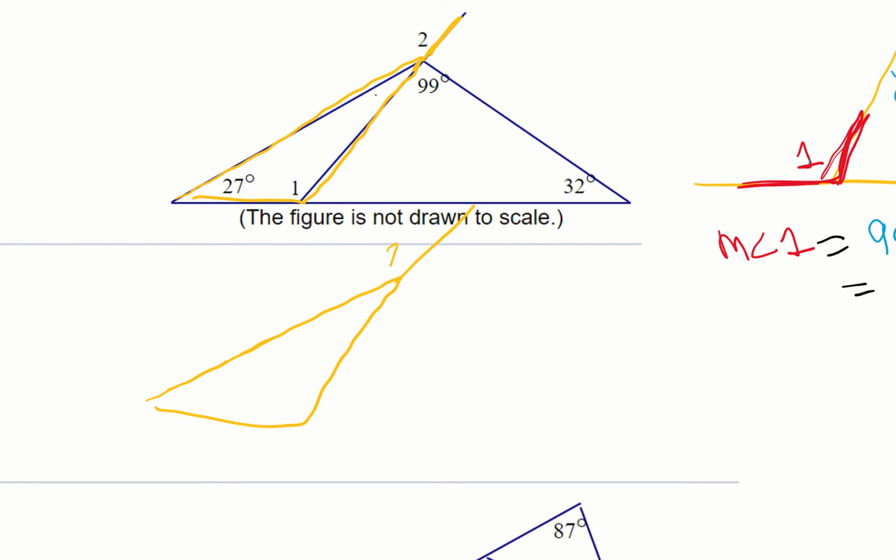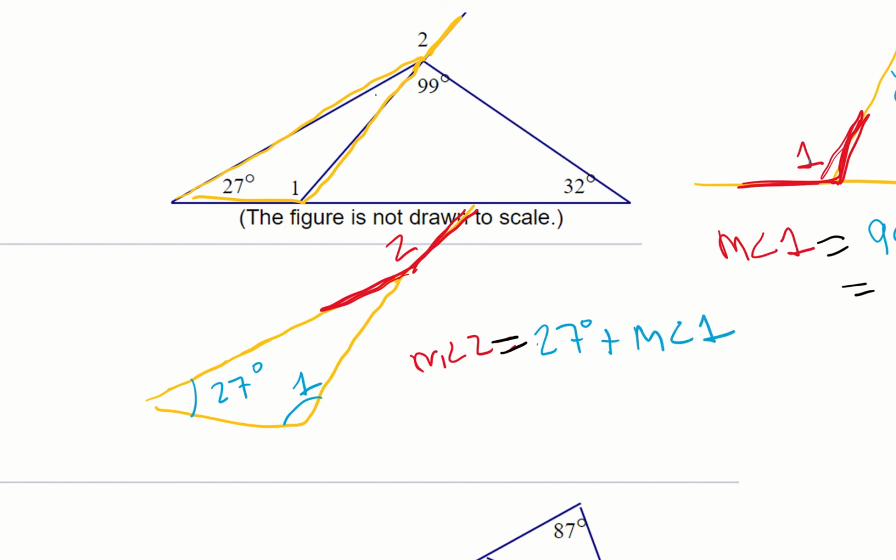Well then, if you notice, this right here is my exterior angle. That's my exterior angle right there, and that's angle 2. So the exterior has to add up to my 2 remote interiors, which are these guys, the ones that are farthest away in that triangle. So the measure of angle 2 has to equal the 27 degrees plus the measure of angle 1.